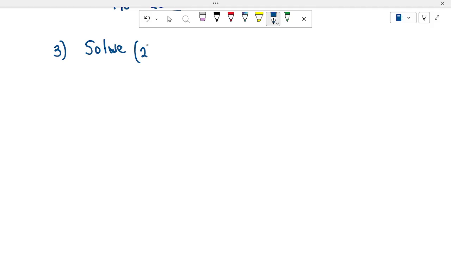2 raised to power x, all raised to power 2, minus 3 into 2 raised to power x, plus 2, equal to 0. That is the third question in part 1.